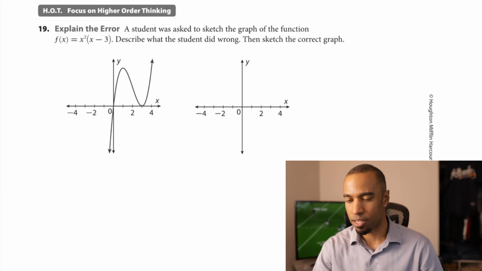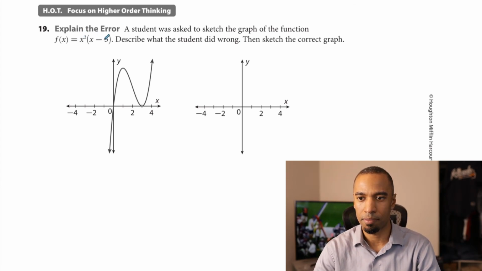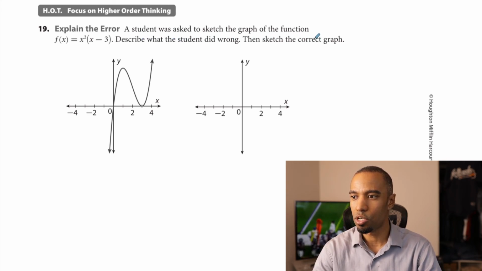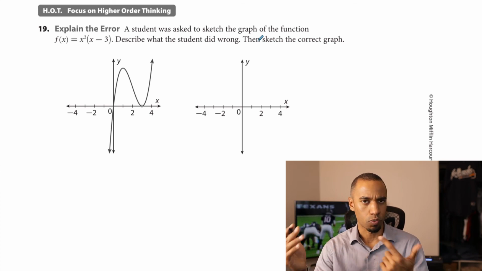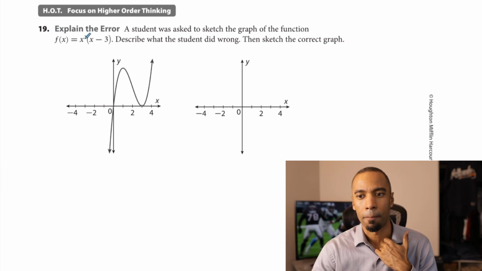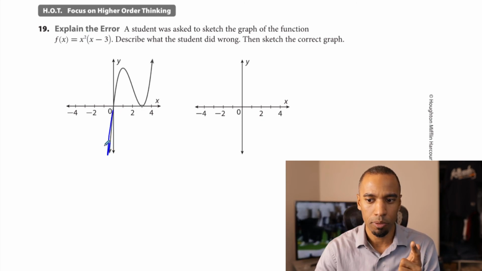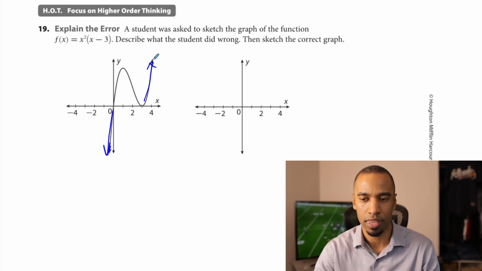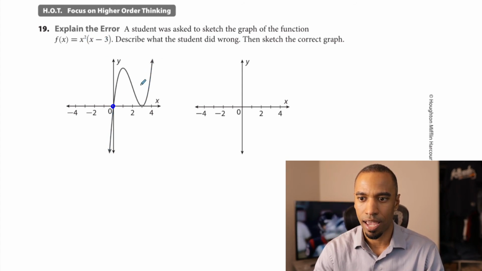Okay, a student was asked to sketch the graph of the function f of x equals x squared times x minus 3. Describe what the student did wrong, then sketch the correct graph. Sometimes people would sketch the correct graph and figure out what you did. X squared times x is x cubed. It's a positive x cubed, so they properly started down and finished up. No problem with that. They have their intercepts of x equals 0 and x equals 3.